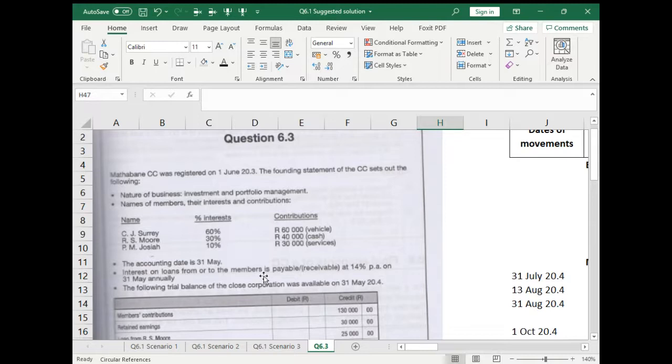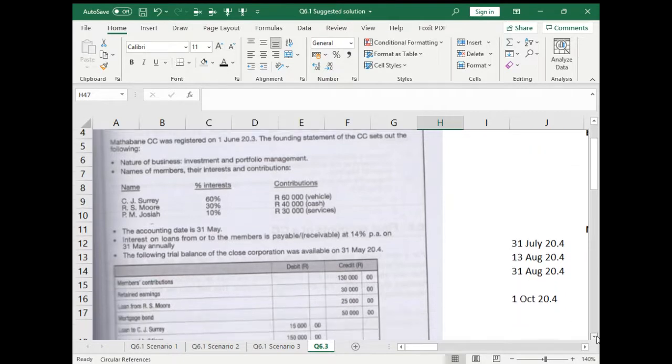Then they tell you the accounting date is 31st of May. Interest on the loans from or to members are payable or receivable at 14% per annum on 31st of May. So what they tell you is at the end of the year, we would have to account for the interest that is received or paid by members based on the loans they've made, and that would be in their transactions to member note, which they specifically ask for under point 2. Okay, so that's where you're going to deal with that information.